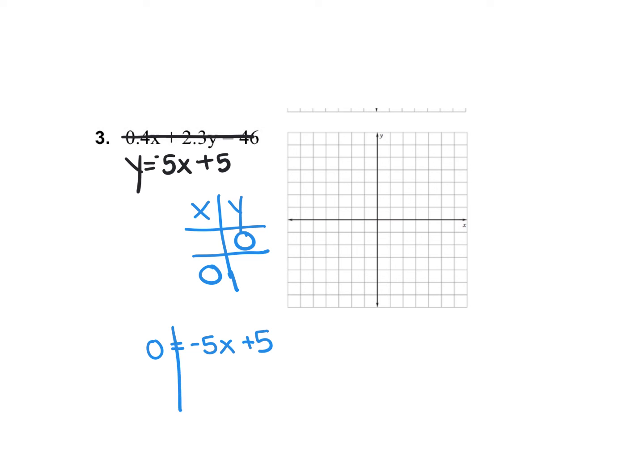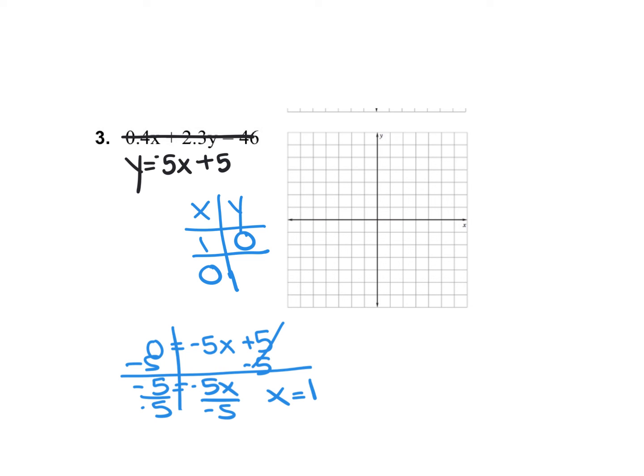Now remember, we have to solve for it. So I'm going to subtract 5 on both sides. And I'll have negative 5 is equal to negative 5x. So now we're going to divide by negative 5. And x is going to be equal to 1. So when y is equal to 0, x is equal to 1.